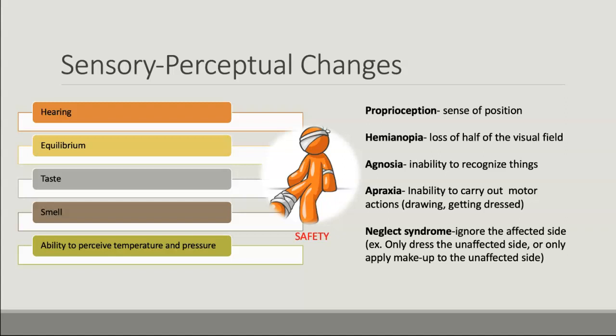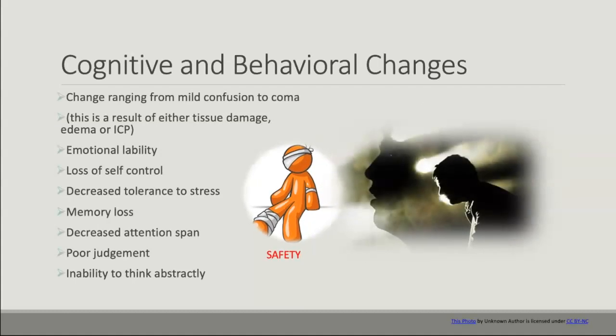Apraxia is inability to carry out motor actions like drawing or getting dressed, and neglect syndrome. So neglect syndrome is they ignore the area that's affected. So in other words, if they had a right-sided stroke and they have left-sided paralysis or weakness, they may not dress that side of their body, or they might not put makeup on that side of the face. They kind of neglect the affected side. Then you can have cognitive and behavioral changes. So again, it can range from mild confusion to coma.